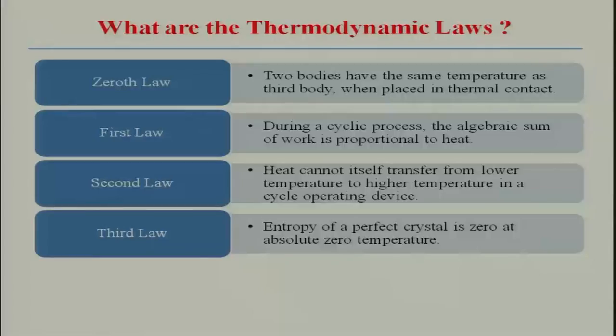Okay, so in the second law, we say that heat cannot by itself transfer from low temperature to high temperature in a cyclic operating device, right. What is this statement? It is impossible to have a cyclic operating device which will take heat from a low temperature source and transfer the same amount to a high temperature source. Which statement is that? Clausius, right? That is the Clausius statement.